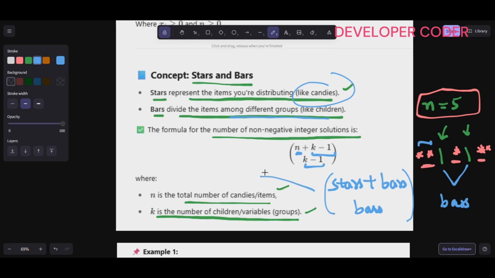In our case, bars is always fixed. There are 3 children, so we are using 2 bars only. So we can write it like this for our formula only, not in general. Stars is the number of candies, plus 2, choose 2. Read it like this: number of combinations, not divided by 2, just number of combinations.